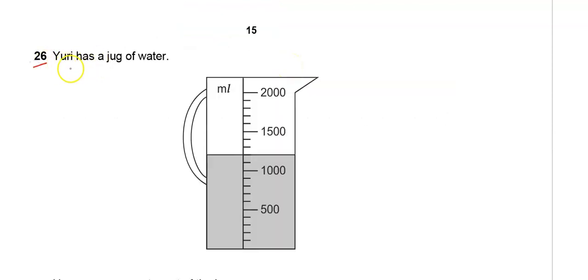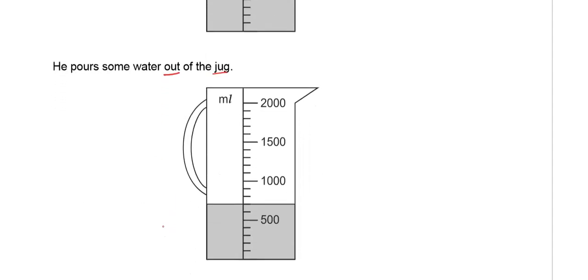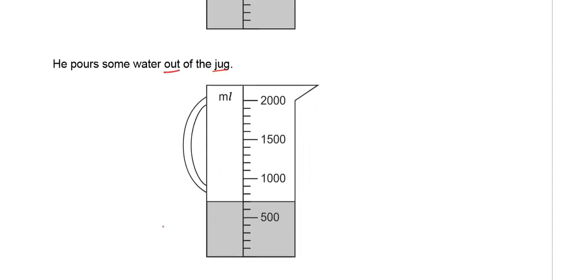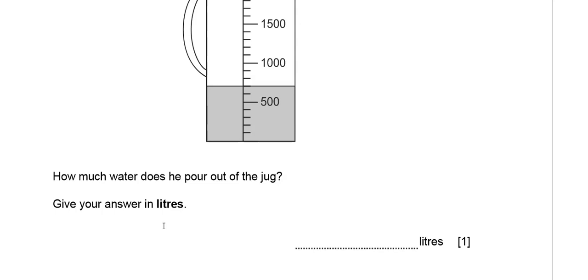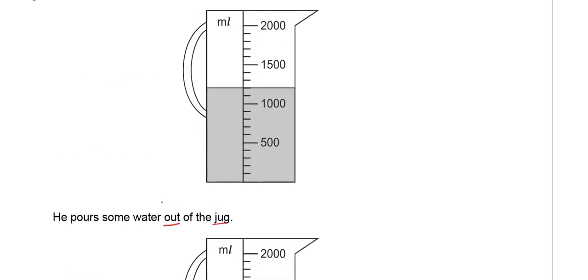Question number 6. Yuri has a jug of water. You see the jug of water. He pours some water out of the jug, and now the remaining volume of water is there. How much water does he pour out of the jug? Give your answers in liters. The water given here is in milliliters, so we need the volume in liters.